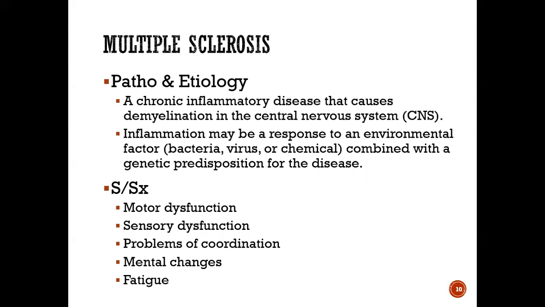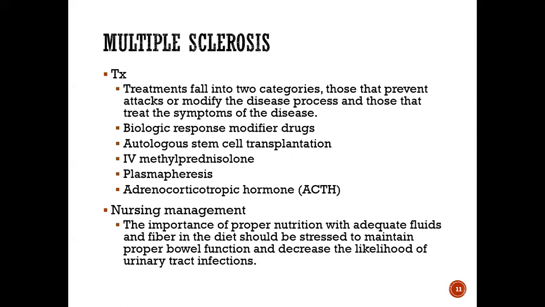Signs and symptoms: motor dysfunction, sensory dysfunction. These people can lose the ability to walk, lose the ability to lift their arms. They may have numbness, tingling, problems with coordination, mental changes like depression, fatigue, just overall feeling like their body just can't do it. How do we treat multiple sclerosis?